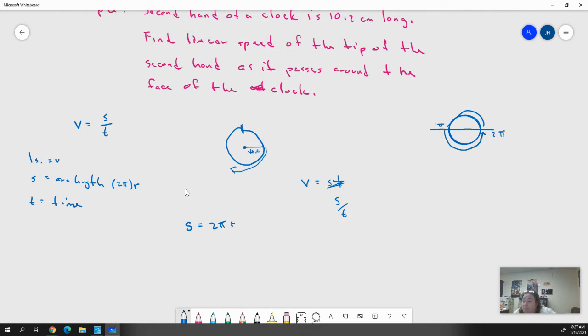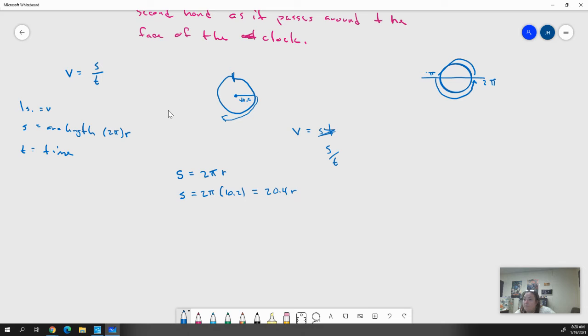So our S is going to be 2 pi times 10.2, right? Which is going to give us 20.4 pi r. So what else do we need to know? Time, right? Because what are we looking for? We're looking for v equals s over t. What do we know? S is 20.4 pi. What would our t be?